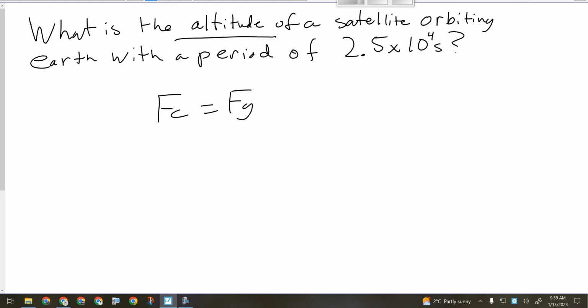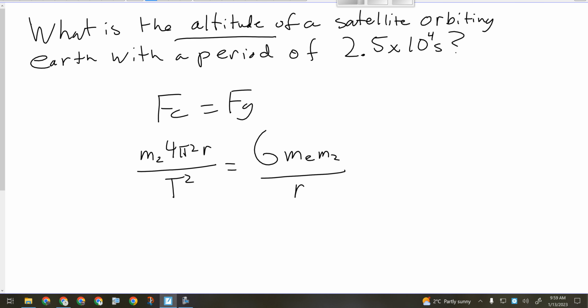So we're going to have M2 times 4 pi squared times R over T squared equals big G times the mass of the Earth times mass 2 over R squared. Mass 2 is the mass of the satellite. It will cancel, as it always does, which is good because we weren't told what it is. And we need to solve for R, even though we don't really want R, we just need R to get what we want.